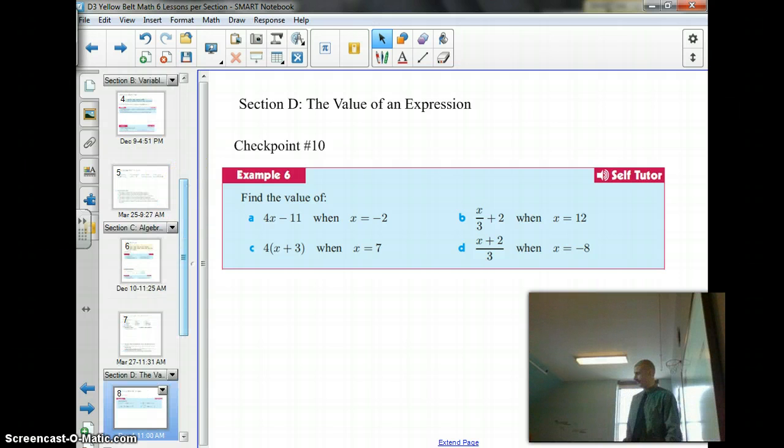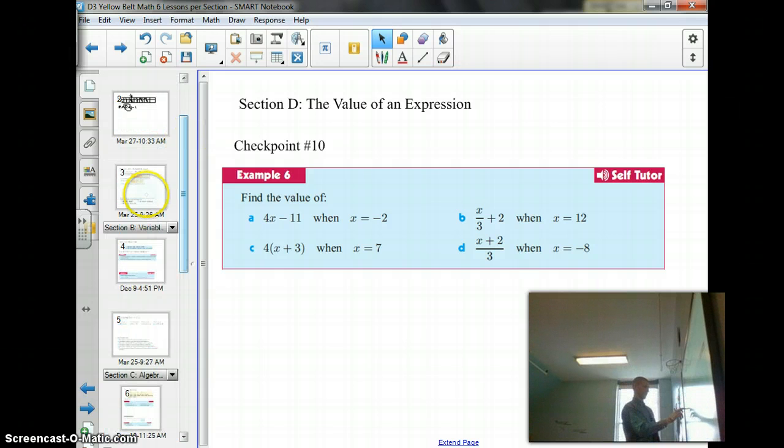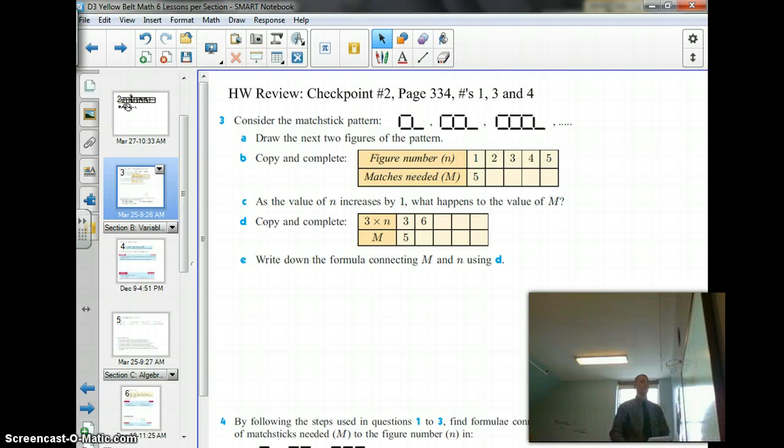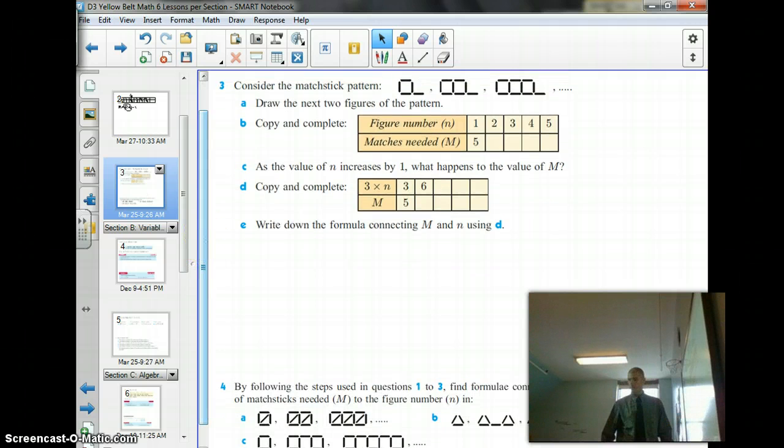Well, that was Youngman, his intro. Okay, so today in class, the first thing that we're going to do is review checkpoint 2. Checkpoint 2 was on page 334. A lot of us had a little bit of trouble with it.